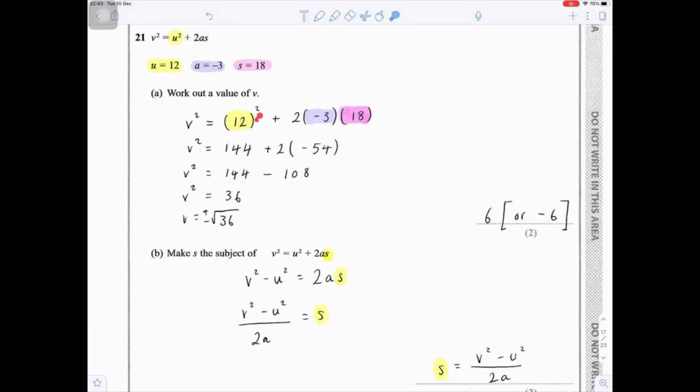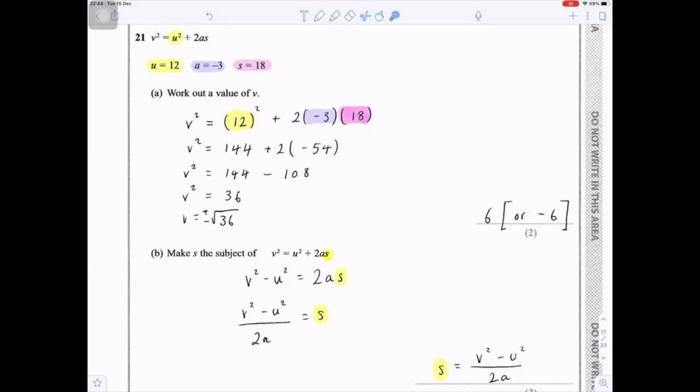So 12 squared is 12 times 12, that gives you 144. Minus 3 times 18, it gives you minus 54. And minus 54 times 2, it gives you minus 108. So it is 144 minus 108, which gives you 36. So V squared is 36. To get rid of the square in V, you find the square root of 36, which is plus or minus 6. Because minus 6 times minus 6 is equal to 36, and plus 6 times plus 6 is equal to 36. So there's two answers, plus 6 or minus 6.